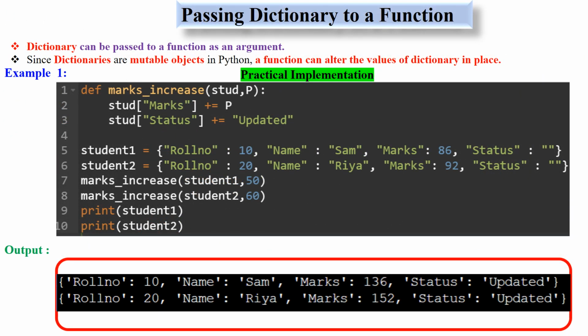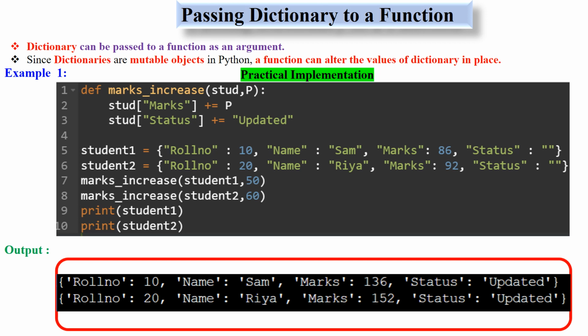Let's discuss passing a dictionary in a function. A dictionary can be passed to a function as an argument. Since dictionaries are mutable objects in Python, a function can alter the values of a dictionary in place. Let's see an example. Now, look at line 1. In the code, the marks_increase function takes a student dictionary, stud, and an increment value, p. In line 2 and 3, inside the function, it accesses the marks and status values of the dictionary and modifies them accordingly.